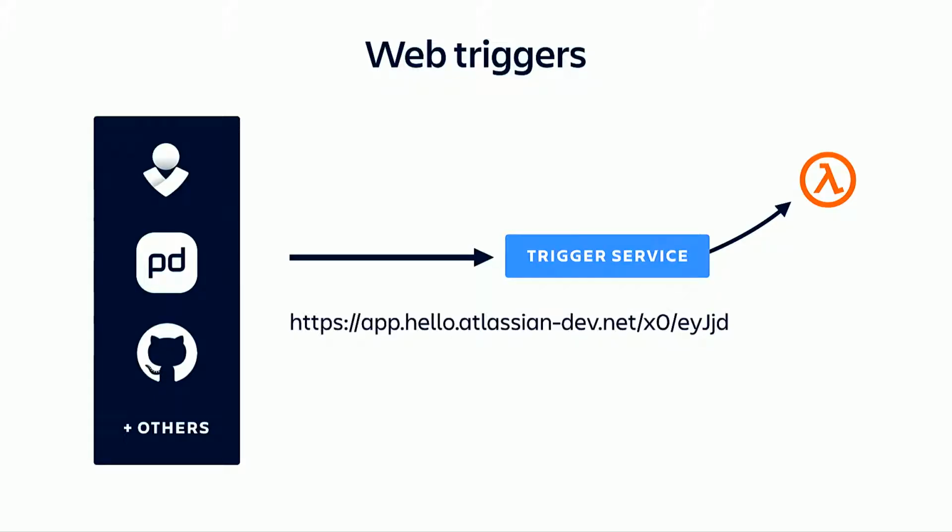So many products like GitHub, PagerDuty, and others allow you to configure a webhook. And a webhook is a way of notifying an integration, in this case Forge applications, when some event happens. For example, somebody may create a pull request in GitHub. So when the event is triggered, the application will make a request to a URL defined by us, and will send the details about the event itself. The request will go to the trigger service, and it will invoke a specific function in the application that is interested in the webhook. And this URL is generated by Forge.